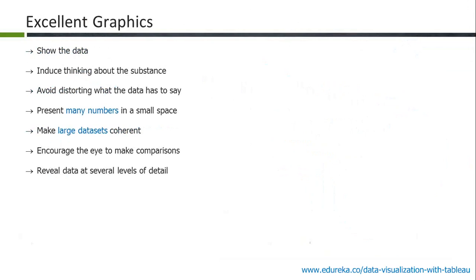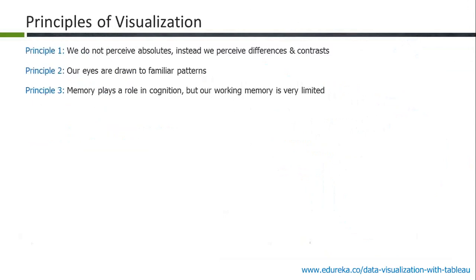Make large data sets coherent. Encourage the eye to make comparisons. Reveal data at several levels of detail. Now all these 3 points we will come to see in a while. We'll come to know what they mean in a while. In simple words, you'll be able to drill down, break the data, slice the data, dice the data, and get into as deep a level as you want graphically, and as much of an eagle eye view as you want. So you'll be able to see a larger picture and also the finer granularity details.